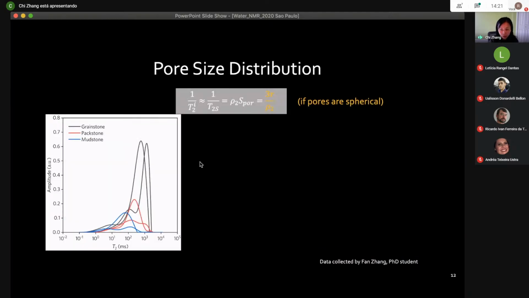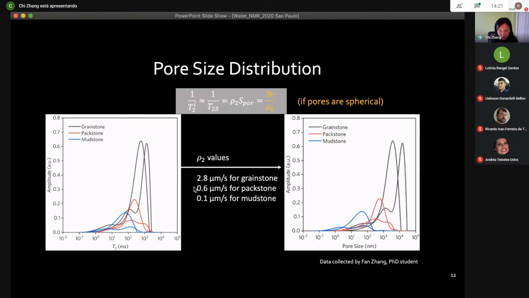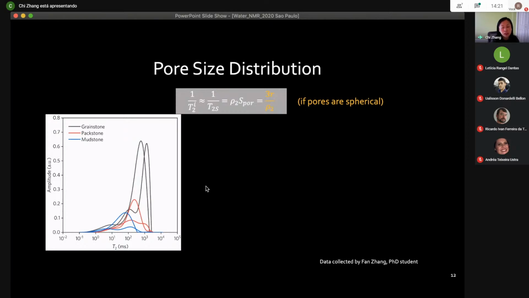Let me give you one example of how we use NMR to get the pore size distribution. This is an actual sample we collected from a Kansas carbonate oil reservoir, from quite deep, around 4,000 feet. And this is data collected by my PhD student Zhang.